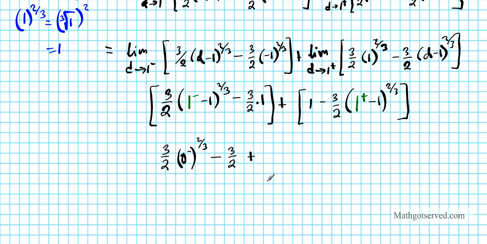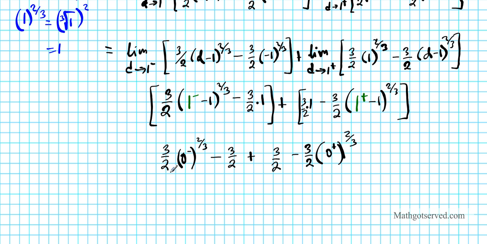What happened here is that I lost my 3/2, so I'm going to put it back in. 3 over 2 times 1. Okay, so if I multiply that out, I'm going to have 3 over 2. Sorry about that. Minus 3 over 2 times, this is going to be an extremely small positive number, as close to 0 as it gets, raised to the 2/3.